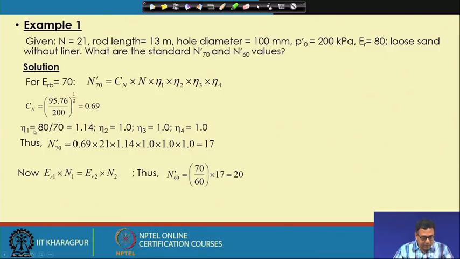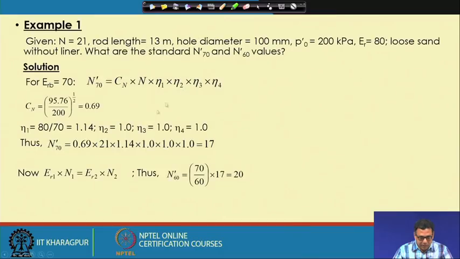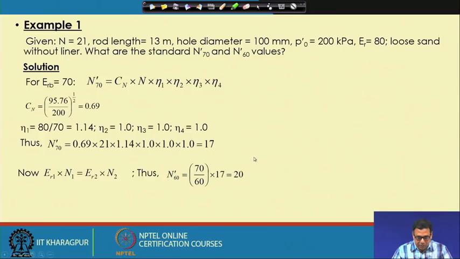Then the correction factor for hammer efficiency is ER divided by ERB. Here ERB is 70 and ER is given as 80. So, this is 1.14. It is given that your rod length is 13, so it is greater than 10. So, the rod length correction is 1. Then it is loose sand without liner, so again the correction factor is 1.